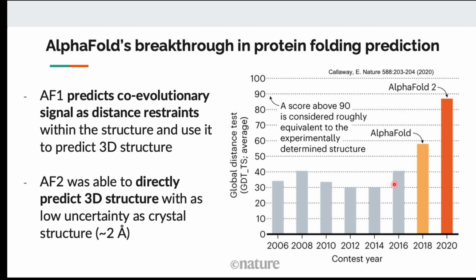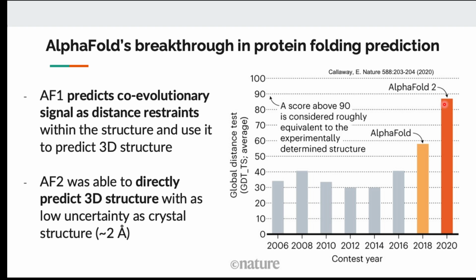You can see this graph, the y-axis is the accuracy of the predicted structure. So AlphaFold was good at the time, but still not that good. About 90 here is the level of X-ray crystallography. So what was the breakthrough that resulted in the Nobel Prize? It was in 2020 when AlphaFold 2 came out.